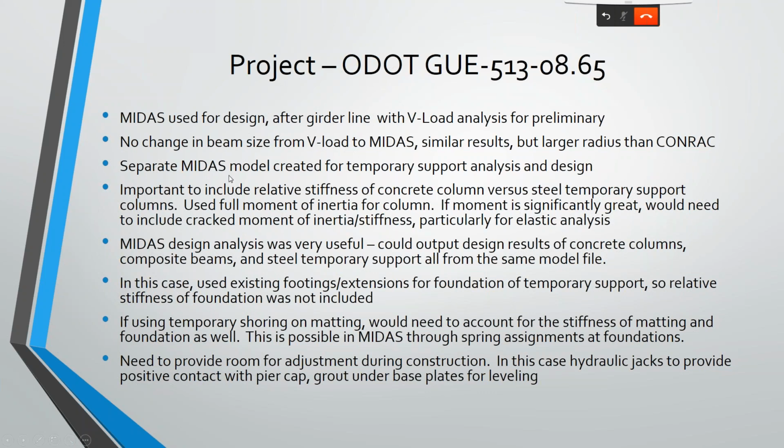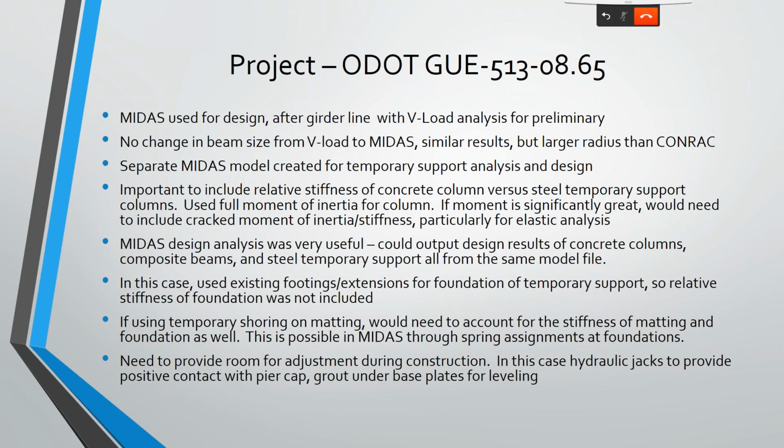We did a separate Midas model for temporary support analysis and design, for the phase construction. And here are some notes about doing a temporary shoring in this. You need to make sure that you're including the relative stiffness of your concrete column versus a steel temporary support. If you're using steel for support and it's a concrete column, there's a difference in stiffness there, and you really need to make sure that you're accounting for that in your design.